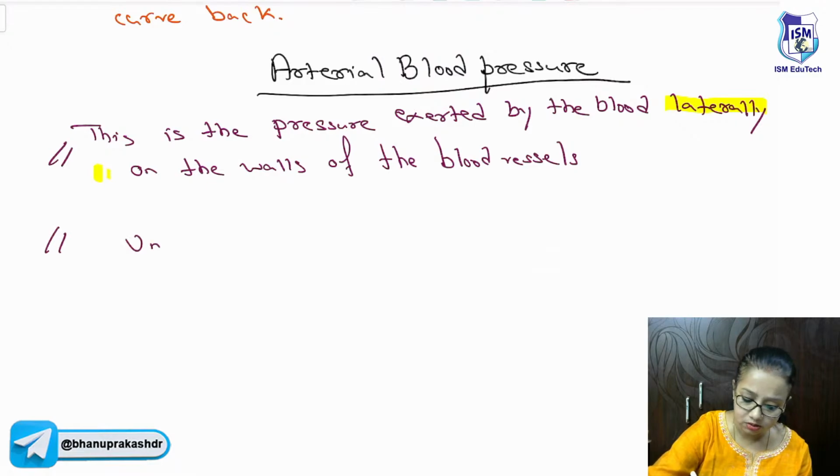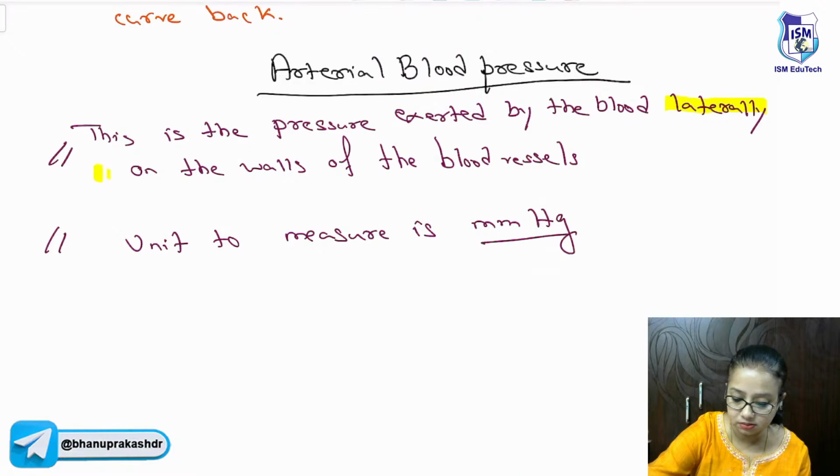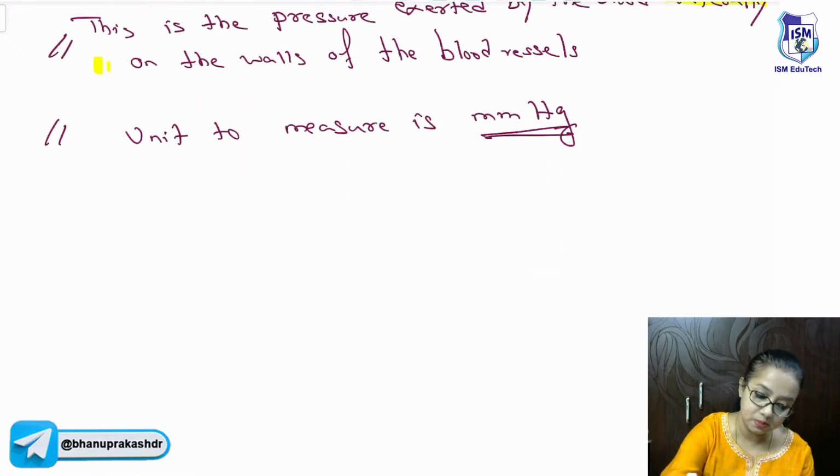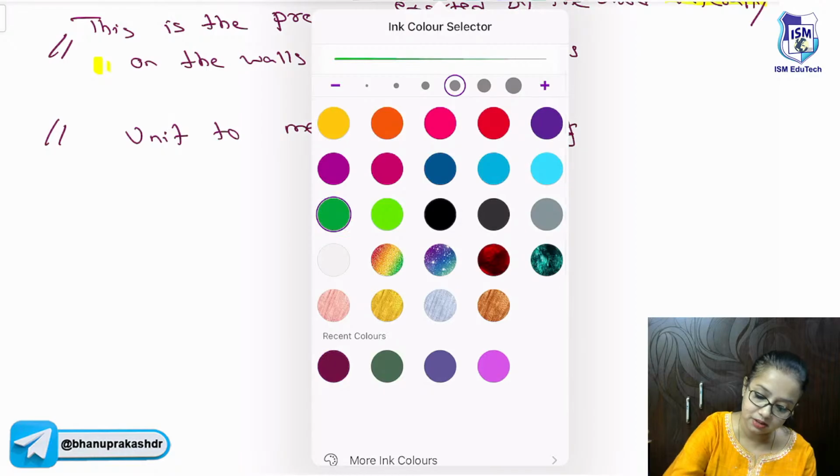Now we all know the unit to measure is mmHg. Okay, this is the unit to measure the arterial blood pressure. Why? Because this is in column form, exerted by the mercury, and we see the fluctuations of the mercury, the reading on the mercury column, and then we take it in mmHg.